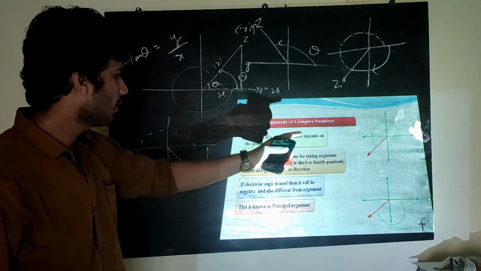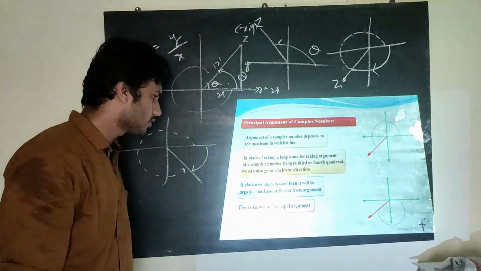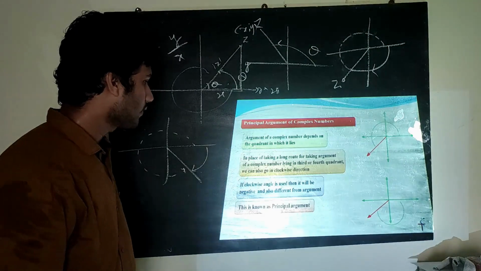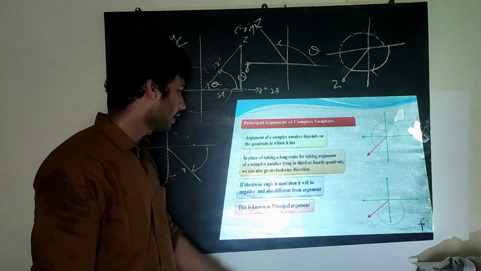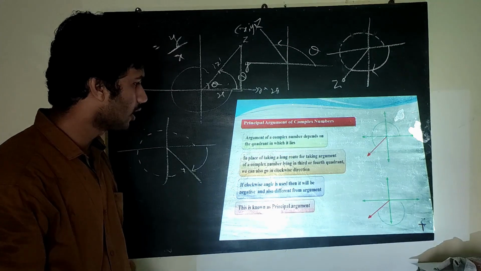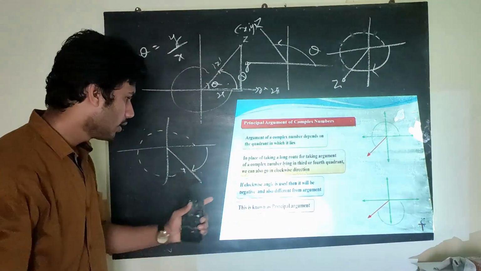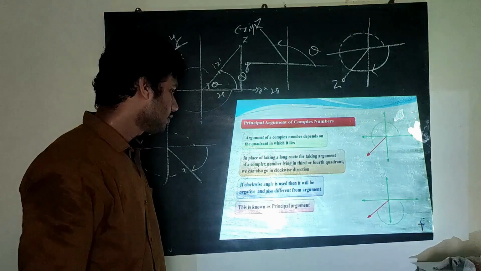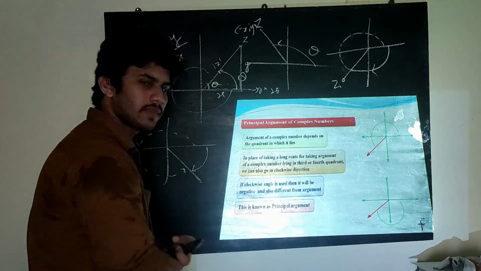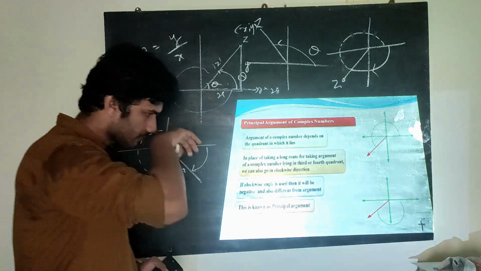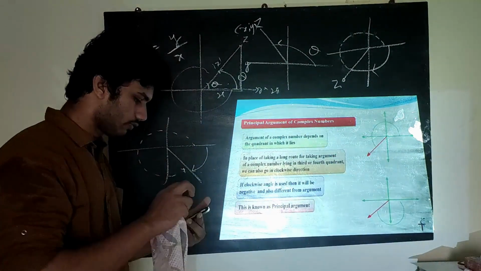So, the argument of a complex number depends on the quadrant in which it lies. In place of taking the long route for finding the argument of a complex number lying in the third or fourth quadrant, we can also go with the clockwise direction. That's what I have discussed now. If the clockwise angle is used, then it will be negative, and that we will discuss now.